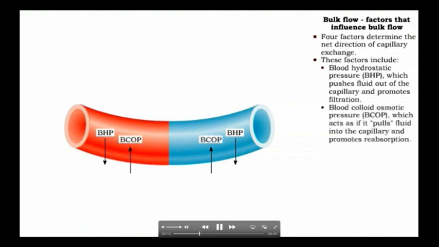Blood colloid osmotic pressure is caused by the colloidal suspension of plasma proteins that are too large to pass through fenestrations or gaps between endothelial cells. This pressure acts as if it pulls fluid into the capillary and promotes reabsorption.